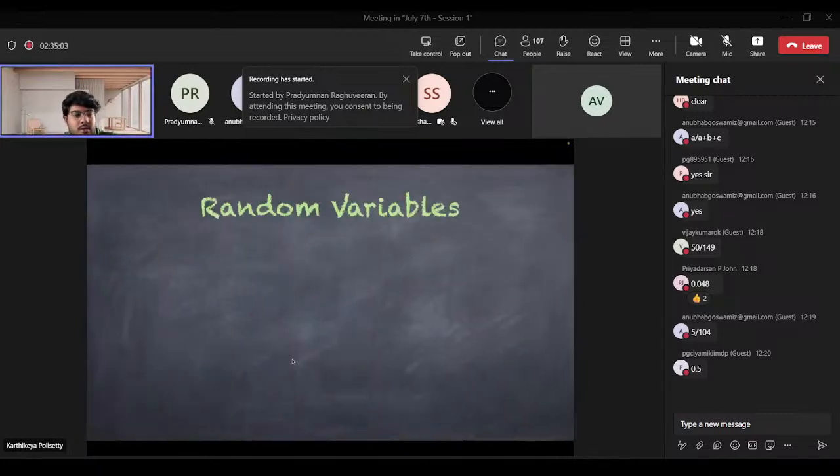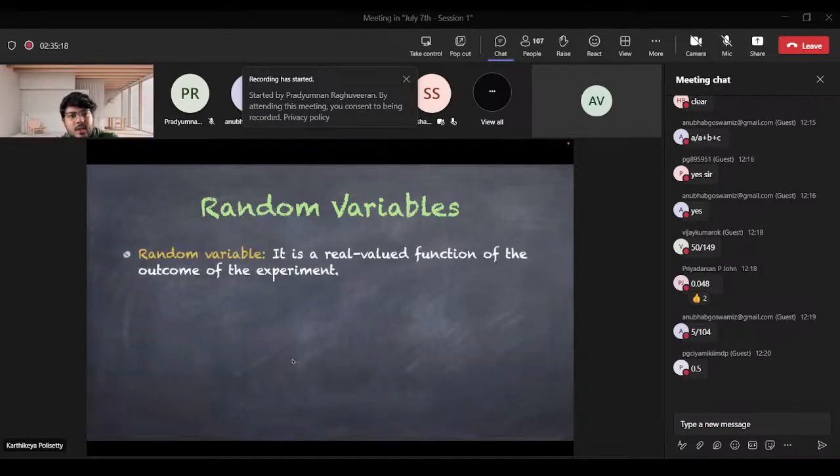So moving on. Till now we have seen the basics of probability and different important theorems and rules of probability for calculating the probability of different events. Now we are entering random variables. What is a random variable? It is a real valued function of the outcome of the experiment.